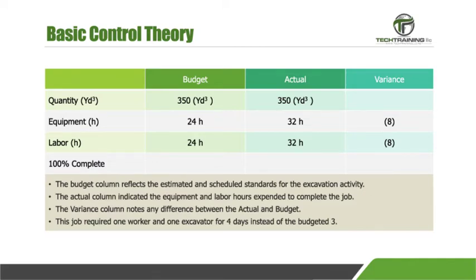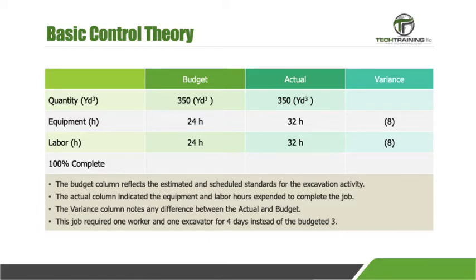But it took 4 days, or 32 hours. The actual equipment and labor hours to complete the job exceeded the project budget. The difference between the actual hours and the budgeted hours is an 8-hour variance. Now, what are some of the things that could have gone wrong? Change in site conditions, bad weather, inexperienced operator.